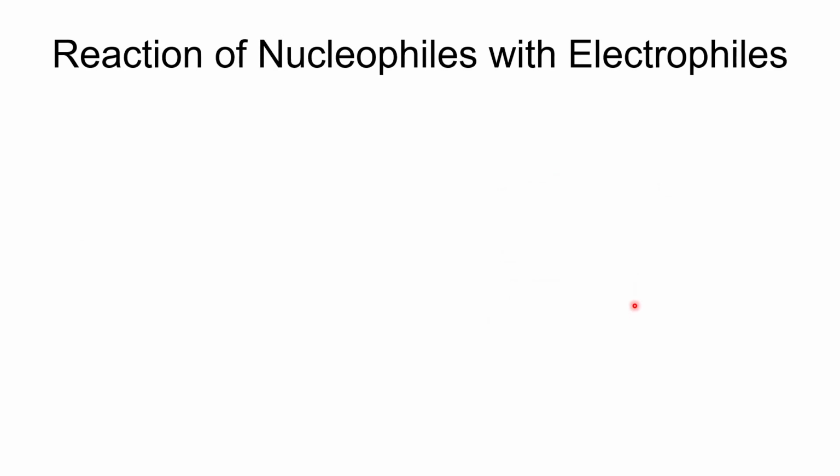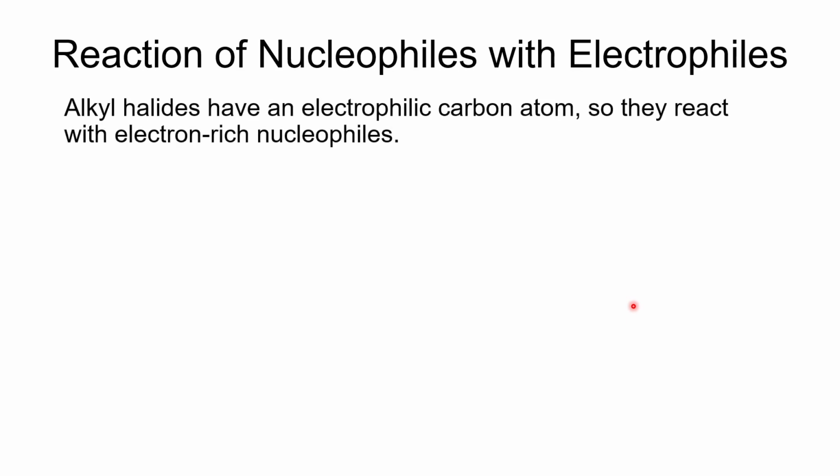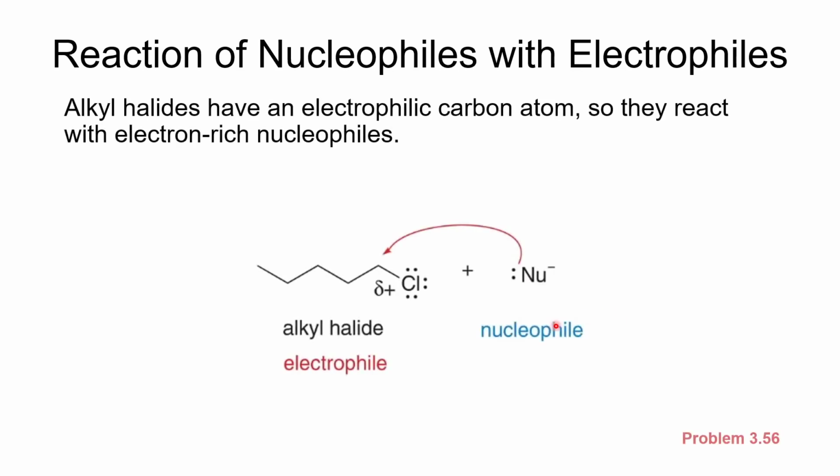Then, reactions of nucleophiles with electrophiles. If we have an electron poor carbon, like this one, and something that's electron rich, like this nucleophile, it can come in and react with that. We're going to talk about what makes something a good nucleophile in a later chapter.